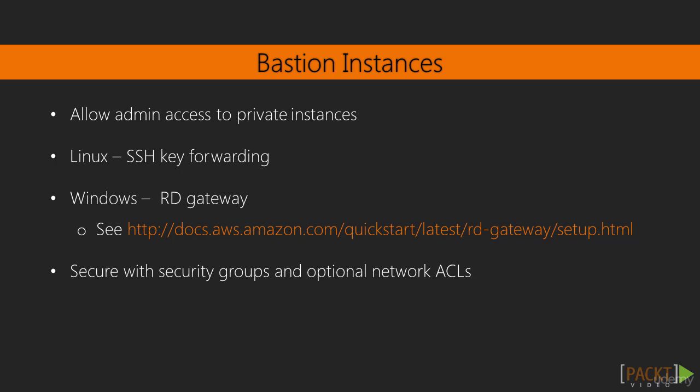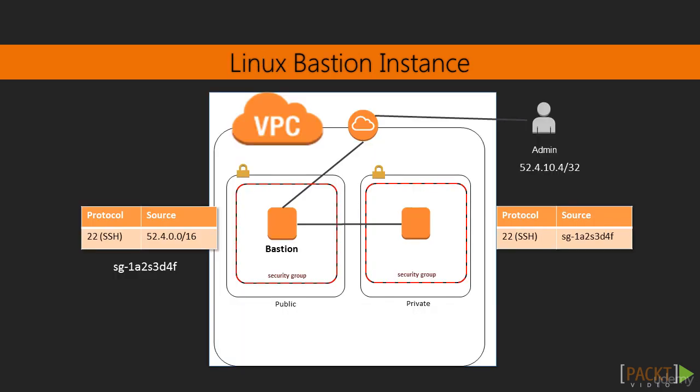The process is different for connecting to private Linux and Windows instances. For Linux instances, we launch a Linux instance as a Bastion and connect to it using SSH with key forwarding. Once logged in, we can SSH to the private instances. For Windows instances, we launch a Windows instance in a public subnet and install RD Gateway. With RD Gateway installed, we use our RDP client and authenticate on the RD Gateway, which then makes an RDP connection to our private instance.